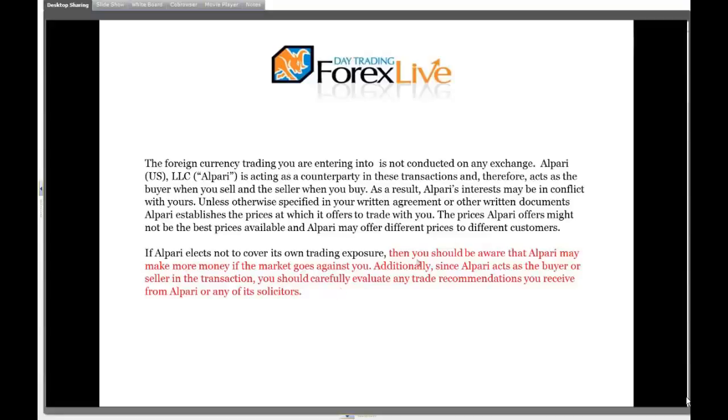The second part there is, additionally, since Alpari acts as the buyer or seller in the transaction, you should carefully evaluate any trade recommendations you receive from Alpari. Now, it's not just trade recommendations, but also anything they tell you as far as how to be a profitable trader. They're essentially telling you to carefully evaluate it because there's a major conflict of interest. That's a very important point to keep in mind no matter what type of strategy you use, and you'll see why that's important as we move forward.